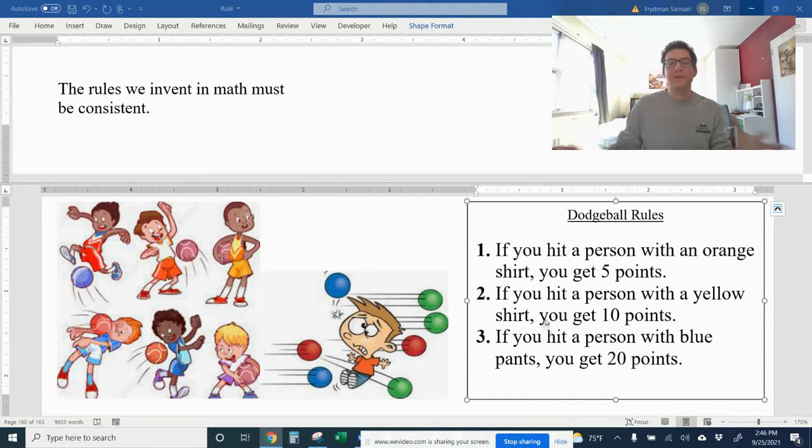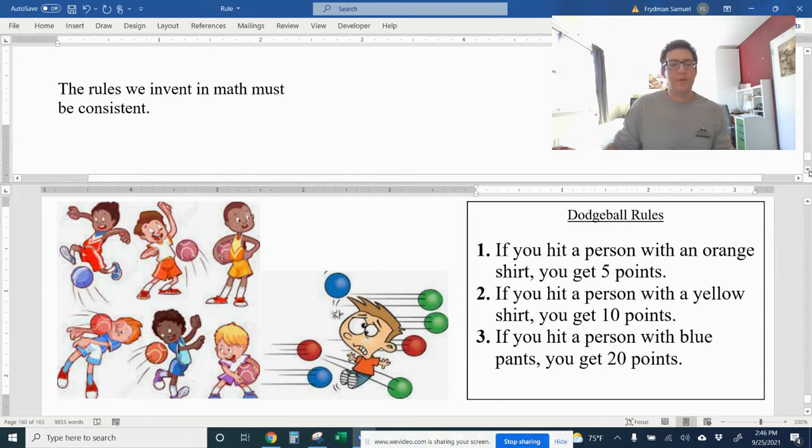If we started playing it, people would get into fights. Oh, you should get 5 points. No, I deserve 20 points, and we would have to stop playing, which I suppose is good news for this kid over here. All right, but anyway, now let's move on to exponents.